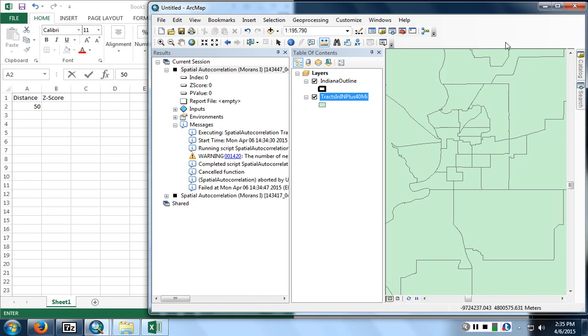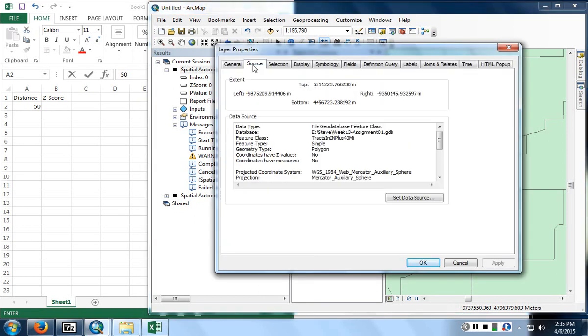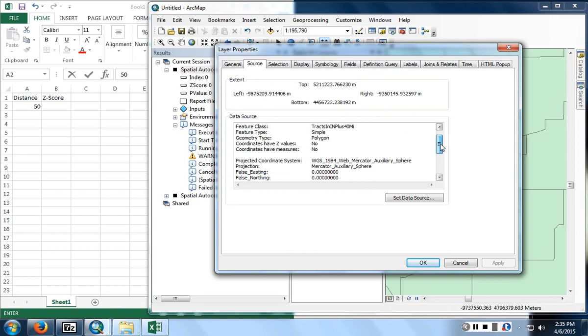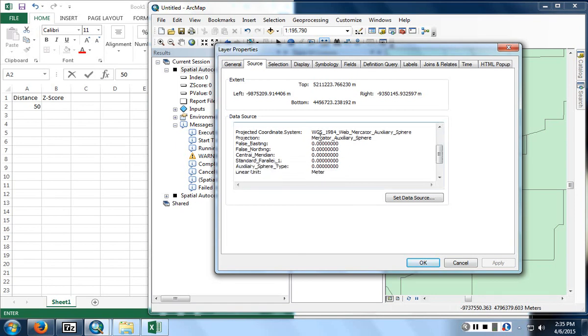Can you think of any reasons? One thing to always check when you're doing distance calculations is what your projection and coordinate system are. Hint, hint. So what's the problem with the Web Auxiliary Sphere Mercator projection? What's the problem with it? What is it good for? What doesn't it do at all?